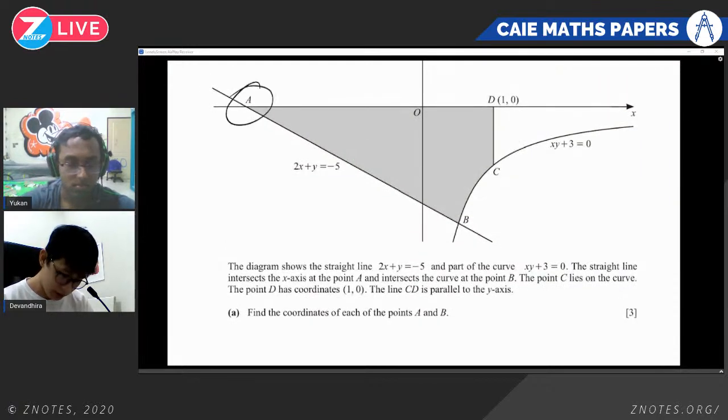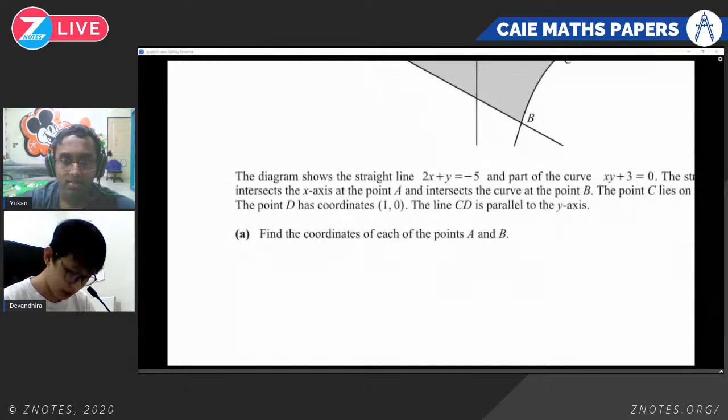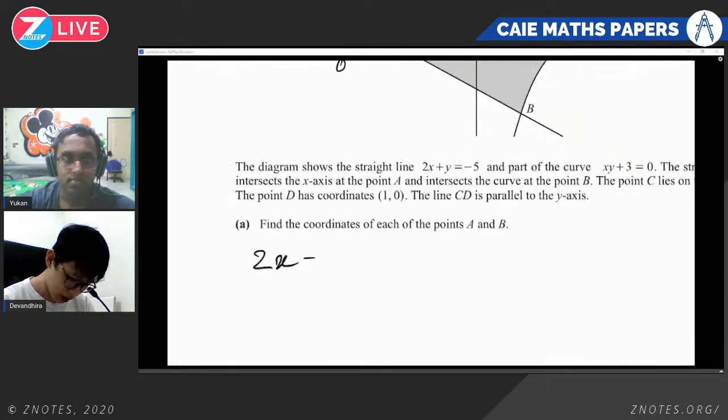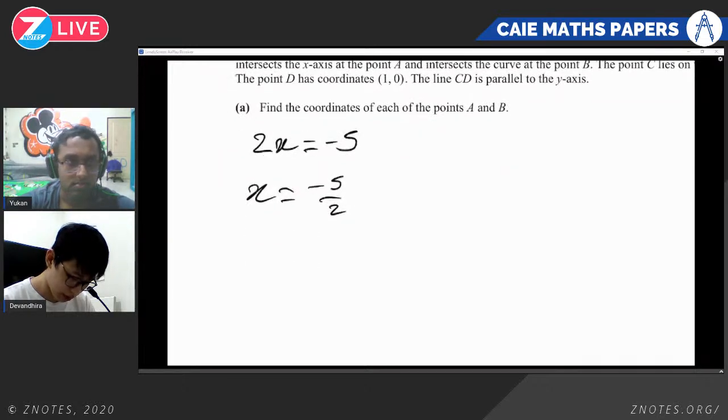So where's A? A is right here, B is right here. I think A is easier to find. So how can we find A? Because A is intersecting the x-axis, y is 0. So you can immediately sub that into your line equation. Exactly. So we just have to let y is 0. So we have 2x is equal to -5, and x is just -5 over 2. Therefore, the coordinates of A are (-5/2, 0).